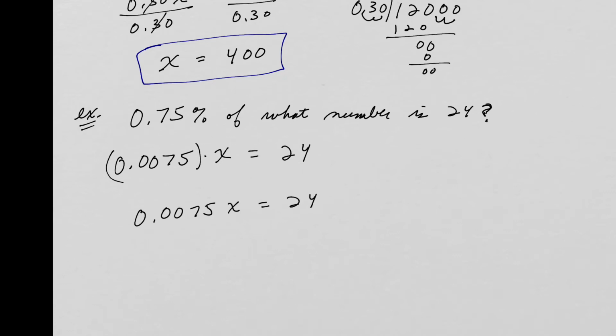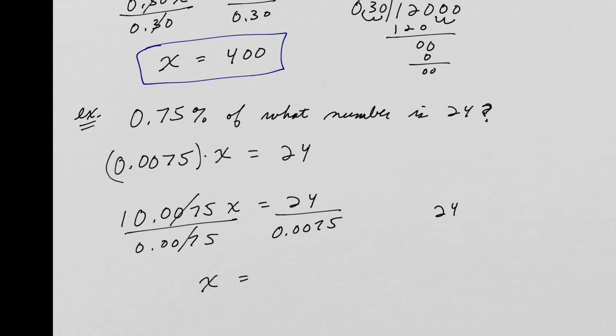So to solve this, I need to divide by 0.0075, right? Both sides. So to get 1x, to isolate the x, since it's being multiplied by 0.0075, I need to divide by 0.0075. So then these will cancel and I'll get 1x. But whatever I do to one side, I have to do to the other side. So x equals, I'll do this on the side here, so I need to move it, 4 places now, right? So this decimal has to go 4 places, which means I have to add 4 zeros. And then it'll pop up here in the answer. And then 75 goes into 240 3 times.